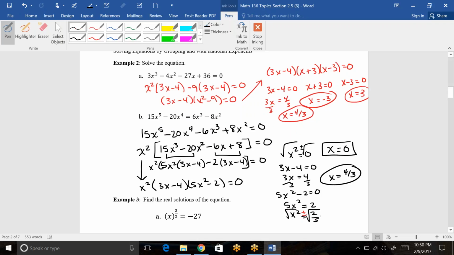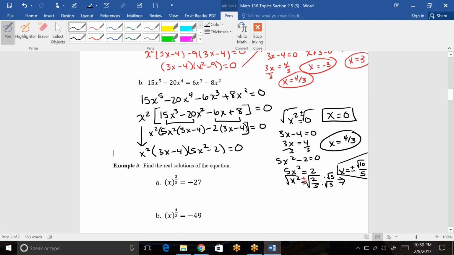And unfortunately for us, this needs to be rationalized. So I have to multiply top and bottom by square root of 5 to get this to be a perfect square in the denominator. So my last solution is x equals plus or minus square root of 10, because it's 2 times 5, over square root of 25, which is just 5. Now you cannot reduce that 5 and that 10 because one of them is under a radical and one of them is not. So there are 1, 2, 3, 4 solutions here for this problem.